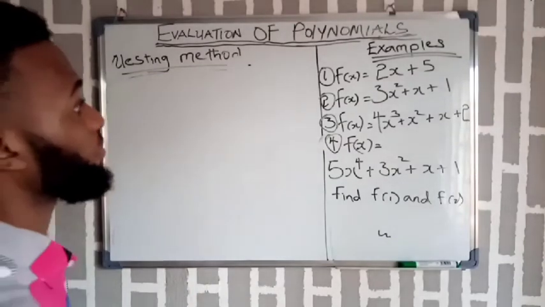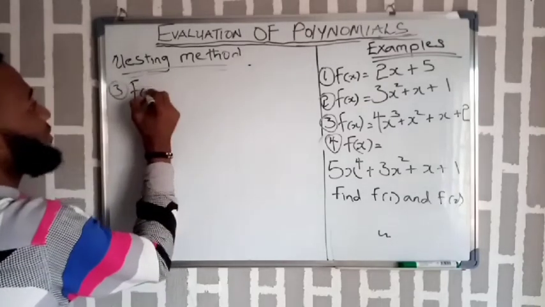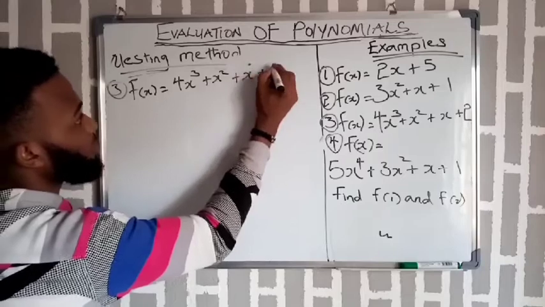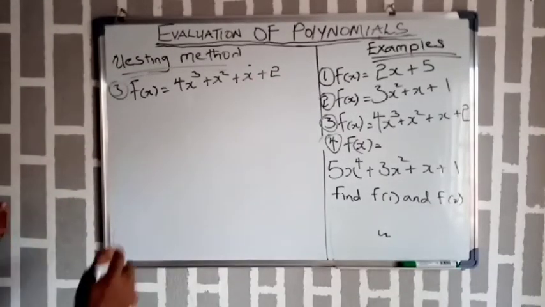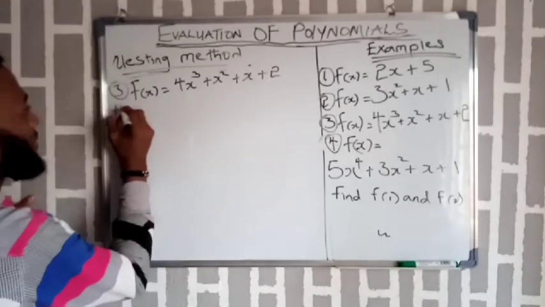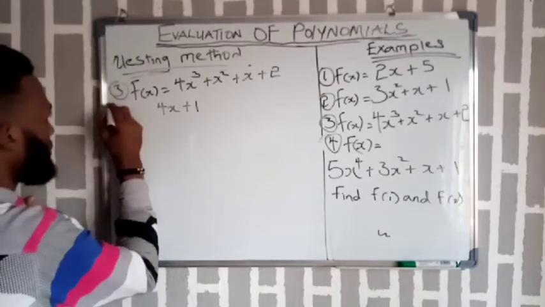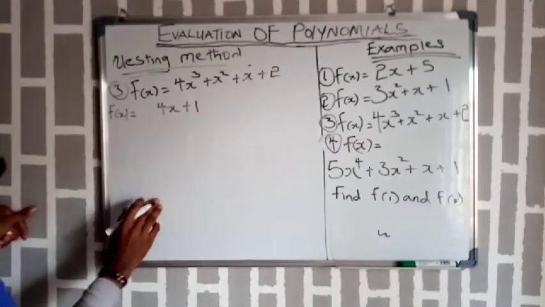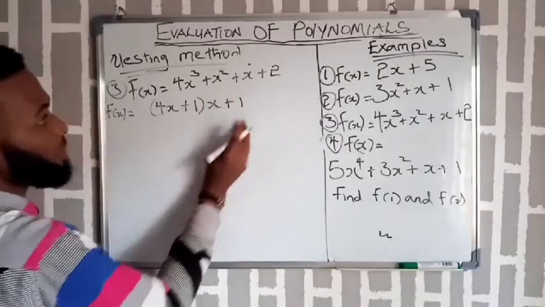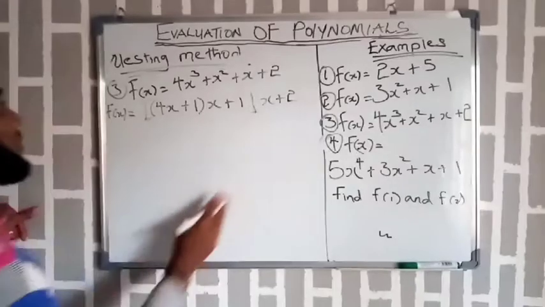Okay, so let's solve the third one. This is number 3. This one says f of x equals 4x cubed plus x squared plus x plus 2. How do we go about this? Same way I taught you, there is 1 here and there is 1 here and just an x. So nesting this becomes 4x plus 1, 4x plus 1, then x plus 1, then x plus 2. That's all.